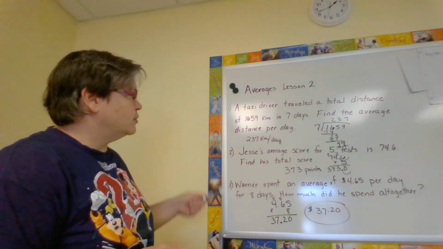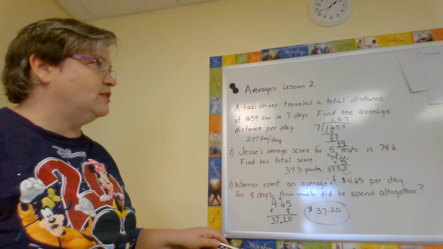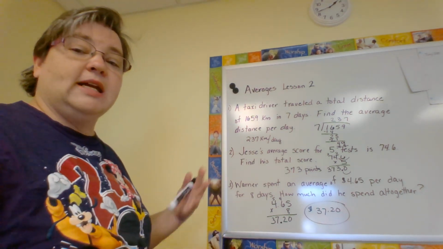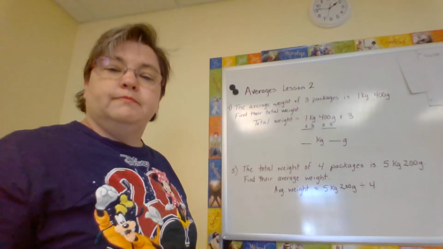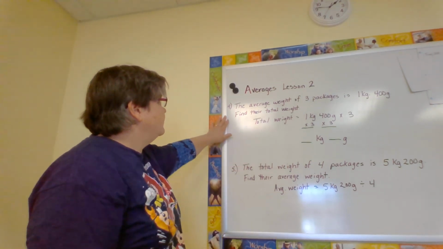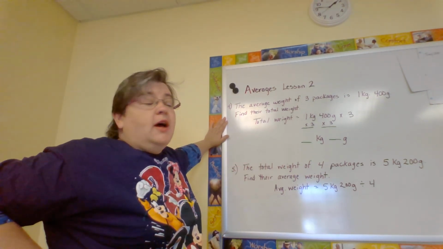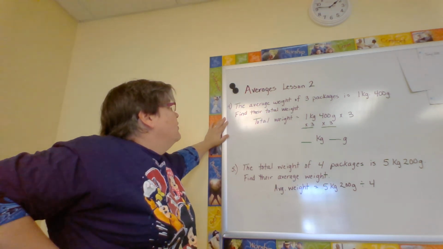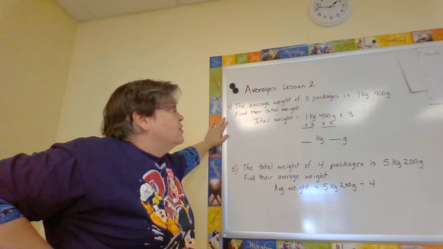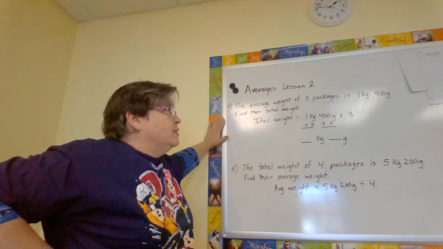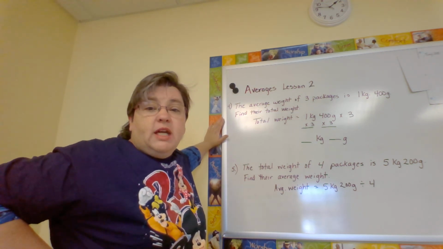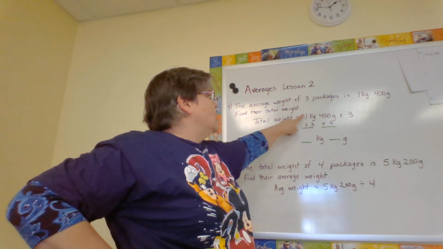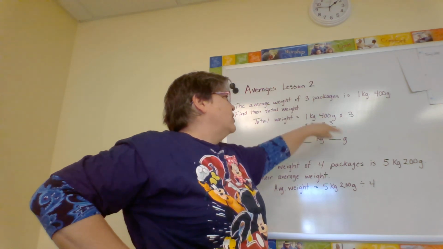All right, so we're going to move on to some problems that are a little bit different because they deal with conversions, which we've done before, but now we're adding averages to that. Okay, in this problem, the average weight of 3 packages is 1 kilogram, 400 grams. Find their total weight. So if one package is 1 kilogram, 400 grams, we have to find the total weight of 3. We're going to have to multiply by 3. So you have to multiply the 1 kilogram by 3 and the 400 grams by 3.